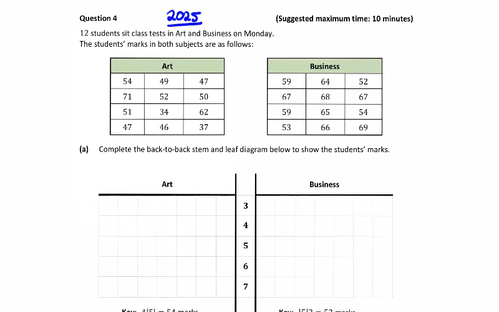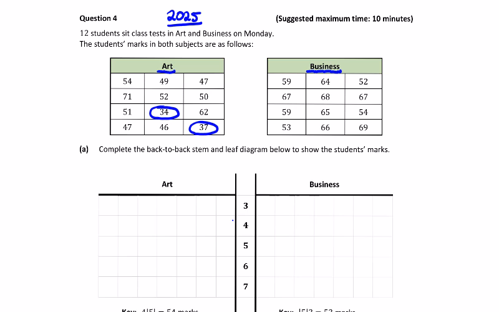2025 question 4. We have 12 students in an art and a business studies class, and the students' marks are given below. Complete the stem and leaf. Right, so it's not ordered, so we're going to try and do it in some sort of order.